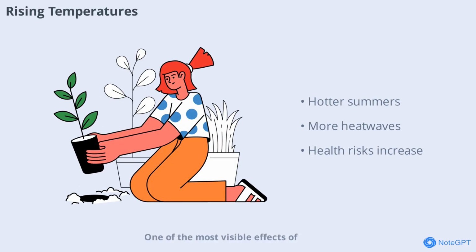One of the most visible effects of climate change is the rise in global temperatures. India has experienced hotter summers and more frequent heat waves in recent years. These high temperatures can lead to health problems, water shortages, and reduced crop yields. Urban areas are especially vulnerable due to the heat island effect, where concrete and asphalt trap heat. Addressing rising temperatures requires both adaptation and efforts to reduce greenhouse gas emissions.